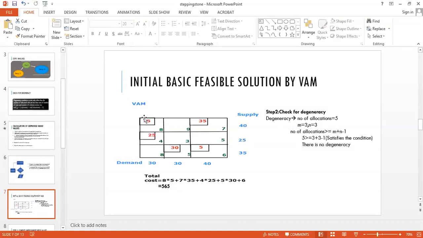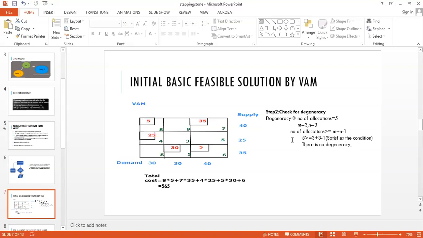When you observe this table, there are two allocated cells in the first row, one allocated cell in the second row, and two allocated cells in the third row. So there are totally 5 allocated cells, and the number of rows is 3 and the number of columns is 3. This satisfies the condition that the number of allocations is greater than or equal to m plus n minus 1. 5 is greater than or equal to 3 plus 3 minus 1, which satisfies the condition.